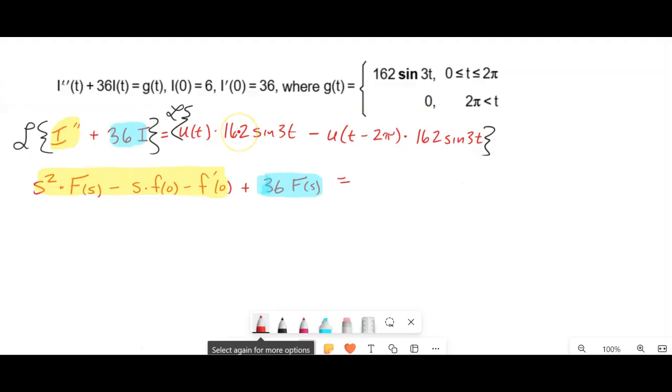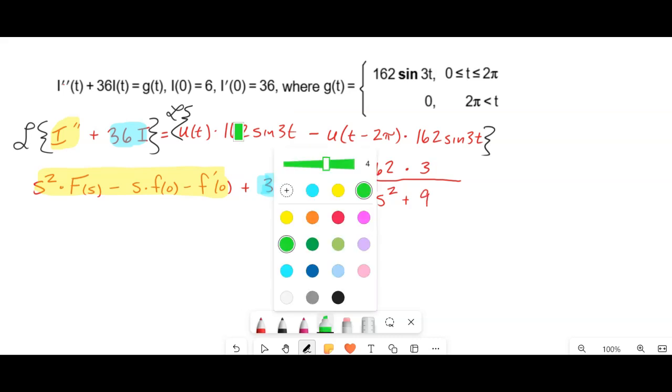All right, so we got this constant. So I'm just going to put the constant 162 times. All right, and then the transform of the sine of 3t. Right, 3 is the value that's being multiplied by the t, so that's going to go up in the numerator. That's going to get multiplied by the 162. And then we have on the denominator s squared plus this number squared, which is, again, the number inside the sine. So that's 3 squared is 9. All right, so that is the Laplace transform of that piece.